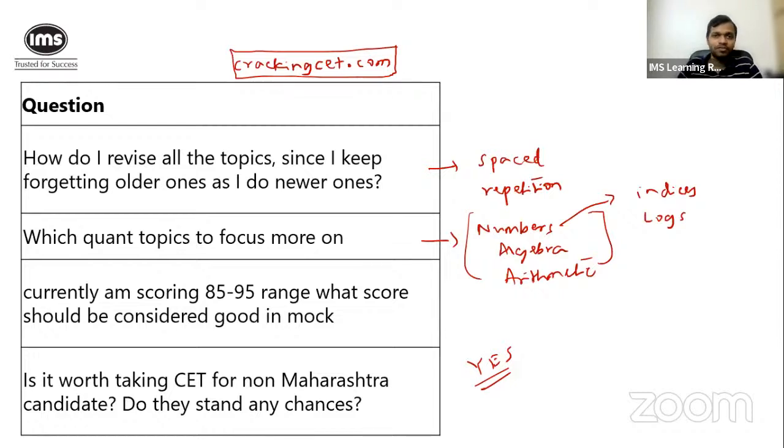In every college, you have 15% seats reserved for all India category. And when I say all India, it includes Maharashtra as well. So the advantage that Maharashtra students have is that they have stake on not only the Maharashtra seats, but they can also apply under all India. But somebody who's not from Maharashtra can put a claim on the all India seats only. And there are 15% of the seats in every college which are reserved for all India. Okay, so is it worth it? Absolutely. So don't hesitate and take CET.